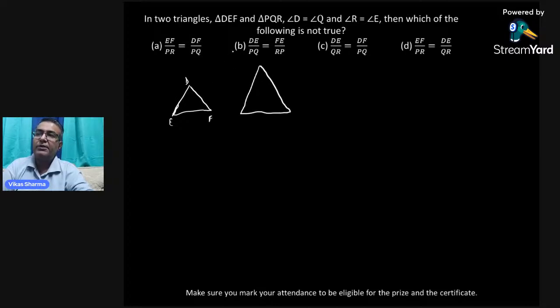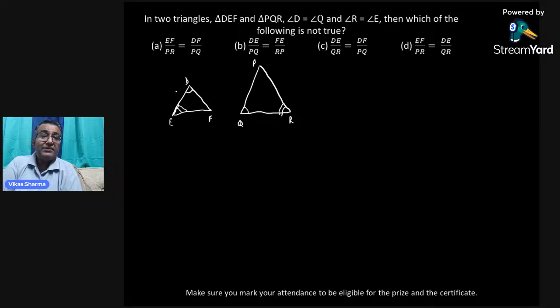Both are similar, it seems. So PQR, and let's see what is given to us. So we know that angle D is equal to angle Q, which means this angle is equal to this angle. So that is given to us. And we know that angle R is equal to angle E. That means this angle R is equal to angle E, which is this angle.